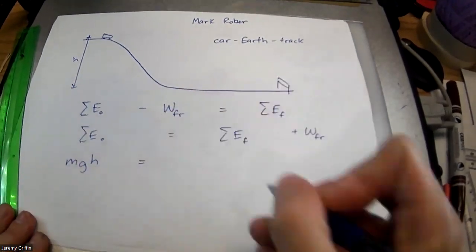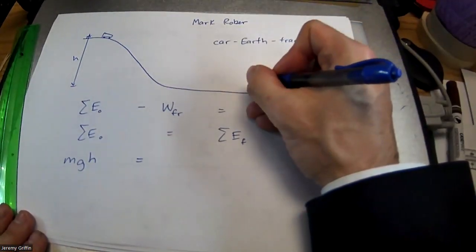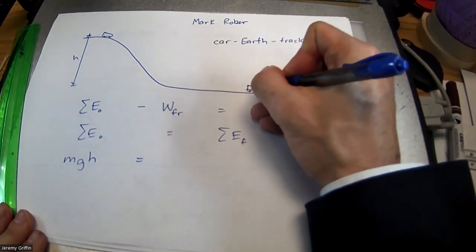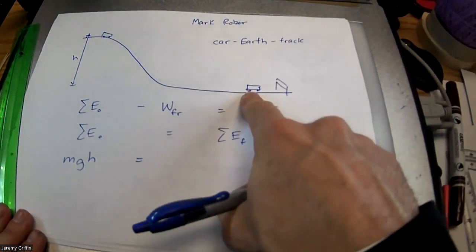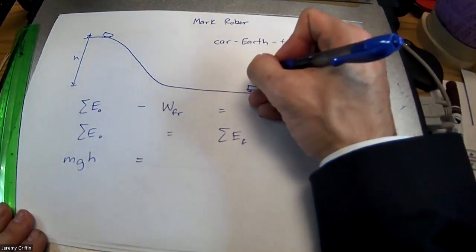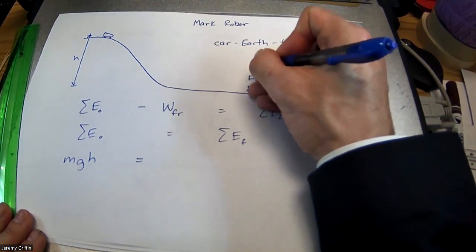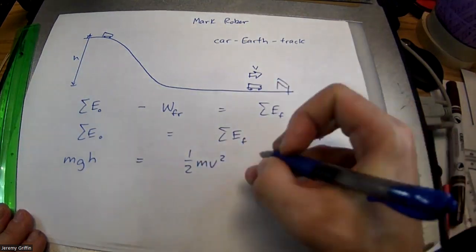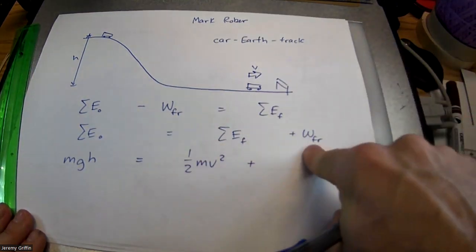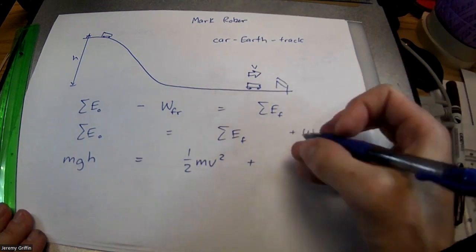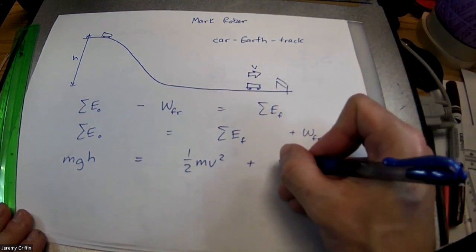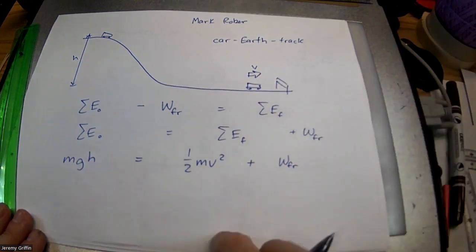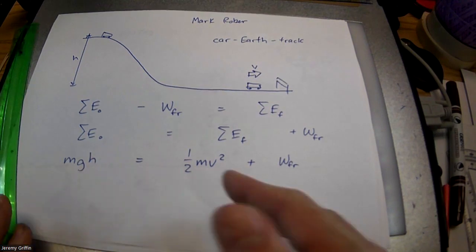Now, where did the energy go by the time the car gets down to here? What's one place it went to? Kinetic energy. It better be in motion. Gonna win some races. One half m v squared, plus, well, maybe there was some friction, so I'll say work done by friction. I should really subtract that from the left side, but you guys get the idea.